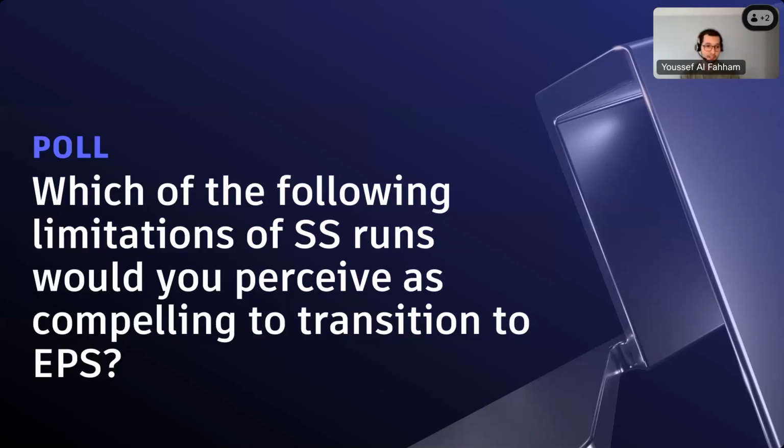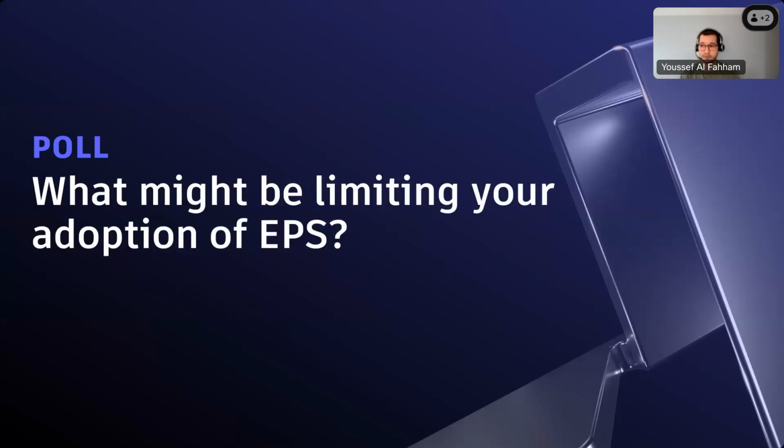Okay, final question. People that strictly do steady state, what might be limiting your adoption of EPS? Is it the absence of EPS capabilities in your present modeling solution? Is it the number of required inputs? Is it the perceived complexity of EPS, or is it the perceived adequacy of steady state? We're getting a lot of respondents highlighting that the number of required inputs of EPS is what's limiting their adoption, and also the perceived complexity of it.